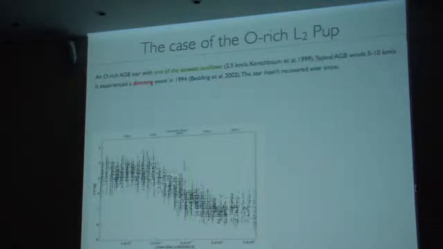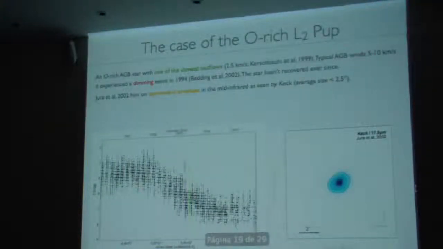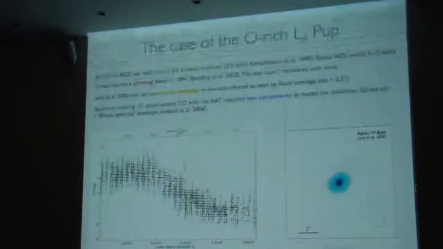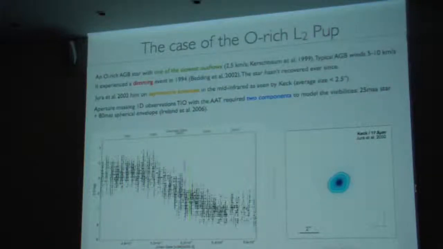It experienced a dimming event in 1994. Since then it hasn't recovered, dropping from about magnitude 5 down to almost 7.5. There have also been some previous observations with Keck in the mid-infrared, where they think they found an asymmetric envelope, about 2 arc seconds across. If you want to look closer to the star, these are observations with MAPIT.